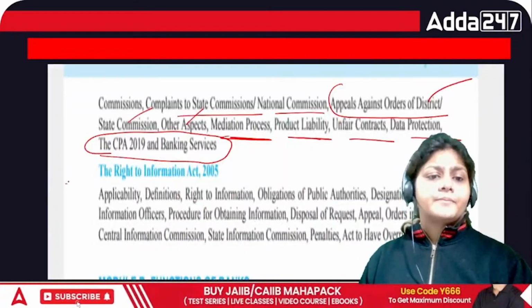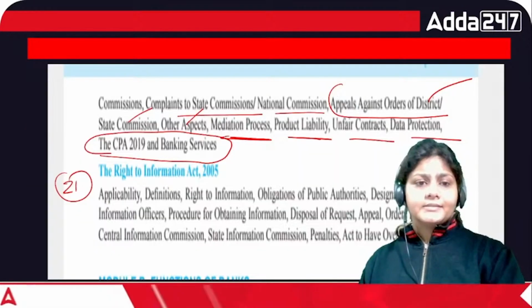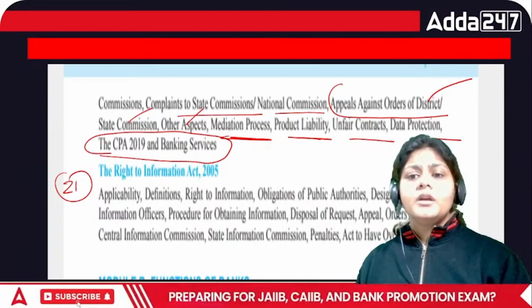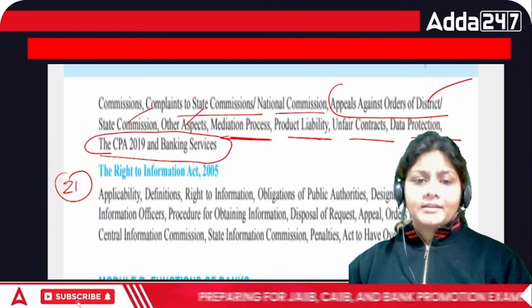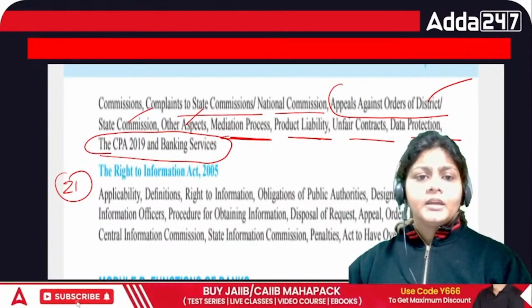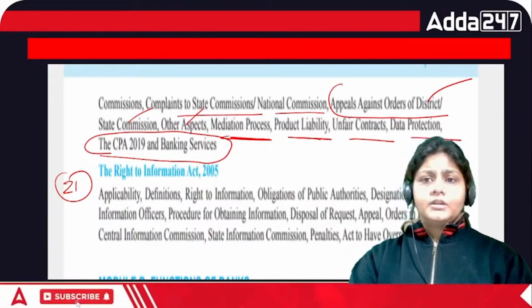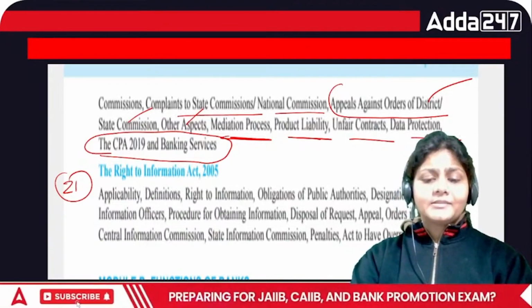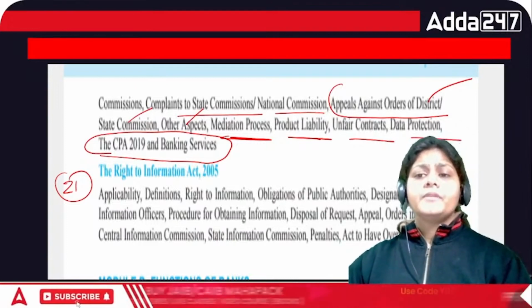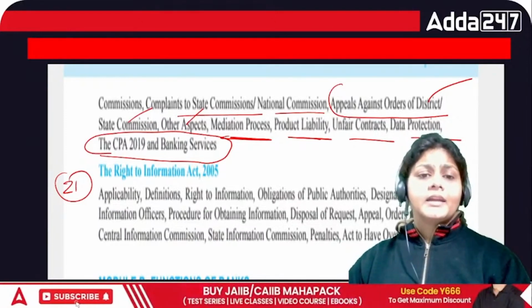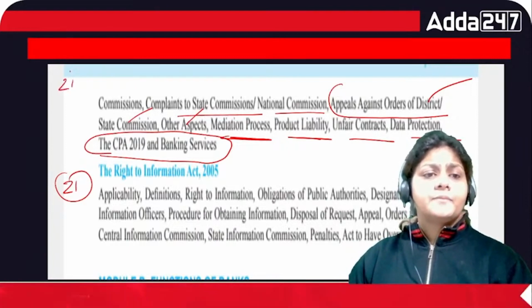Then we have chapter number 21, that is the Right to Information Act, the last chapter of this module. That means we have to cover the RTI Act, that is the chapter. So total 21 chapters you have.